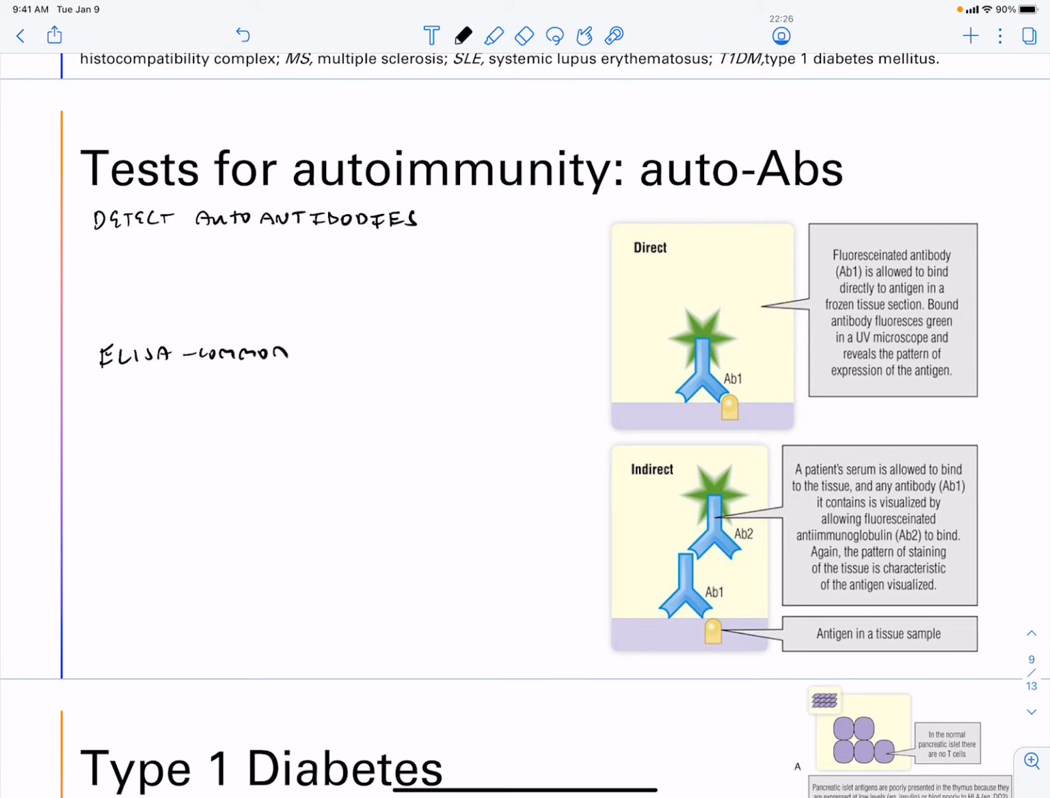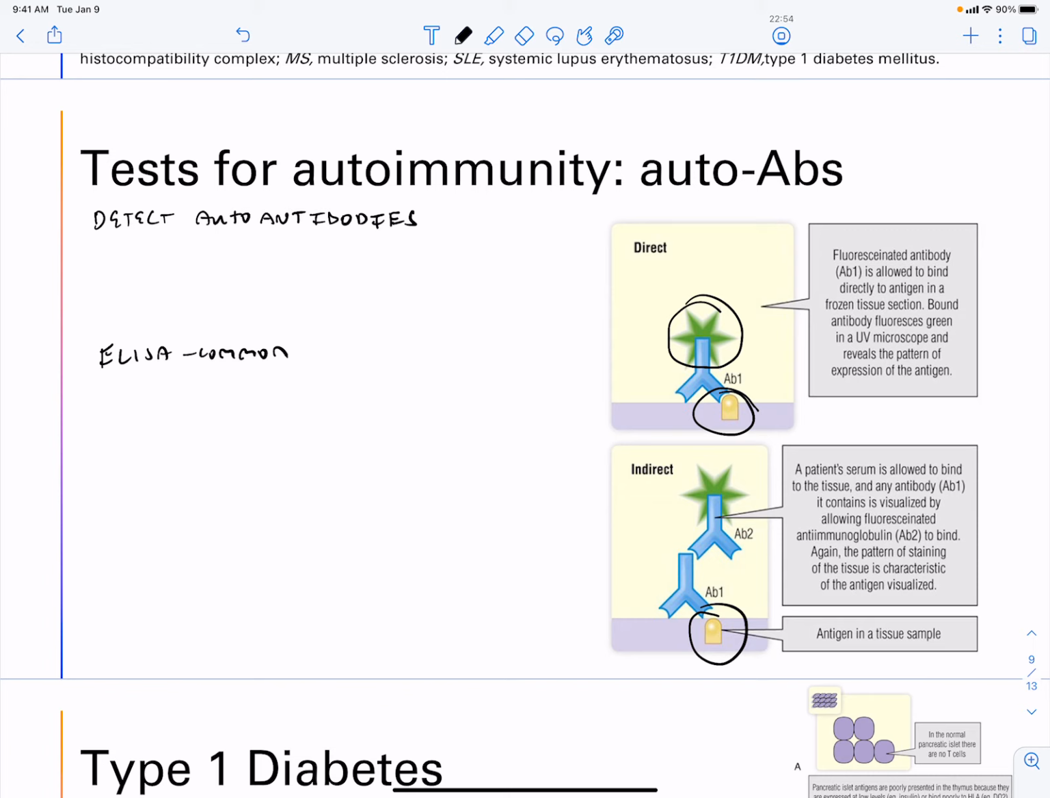So you have some antigen that's coating a well, and then you have an antibody that is tagged, and this would be a direct. So you have a fluorescent antibody. And this can be done on a tissue biopsy, for example, a skin biopsy. And you can use the targeted antibody to bind to the antigen on the surface of the tissue.